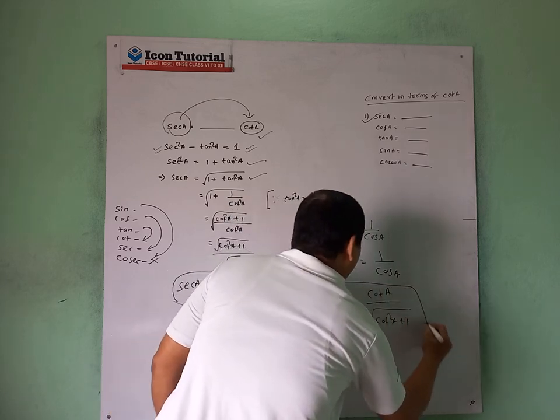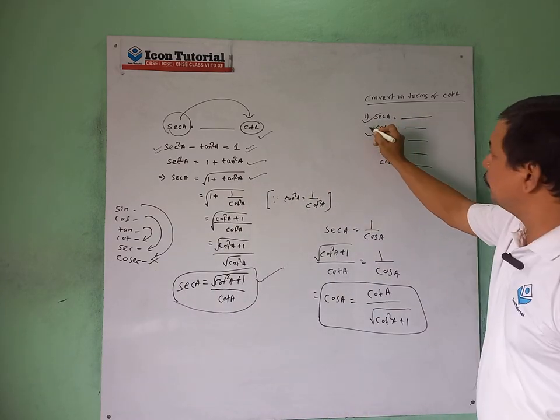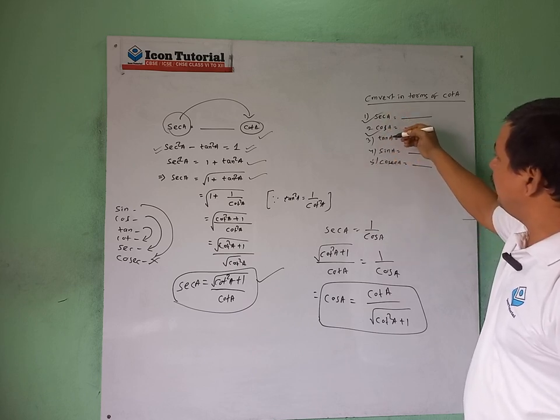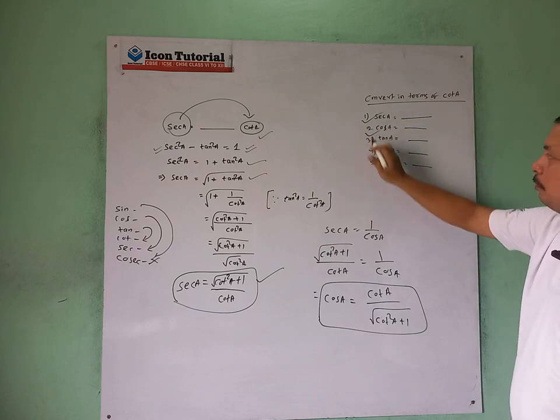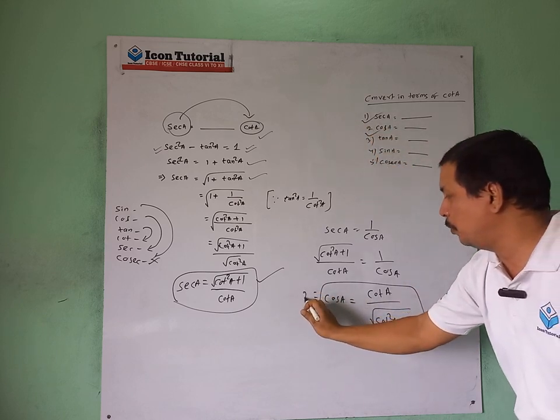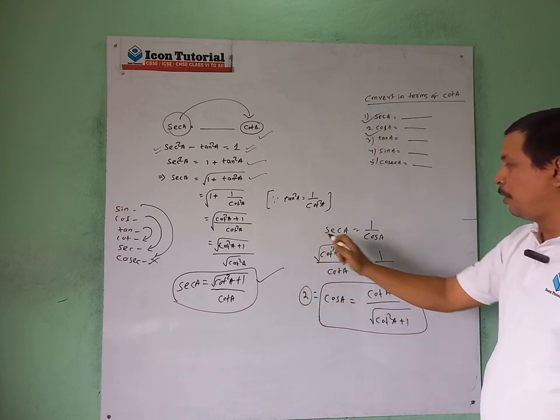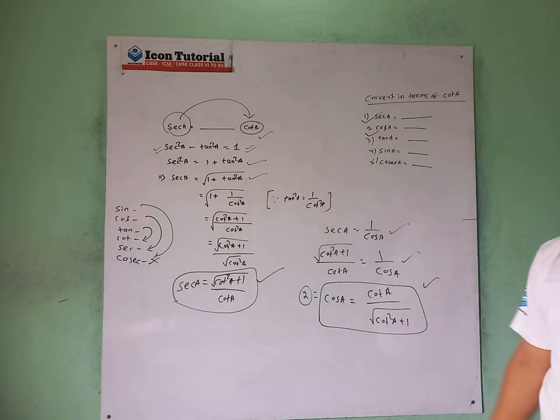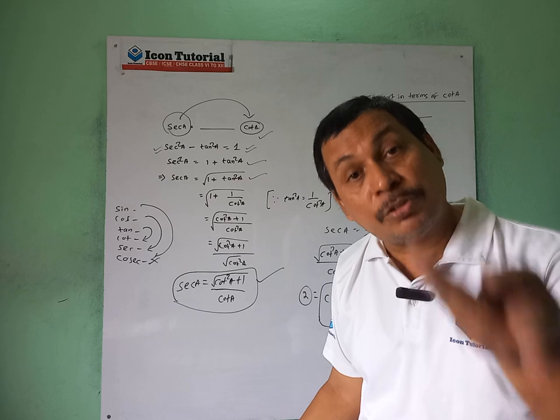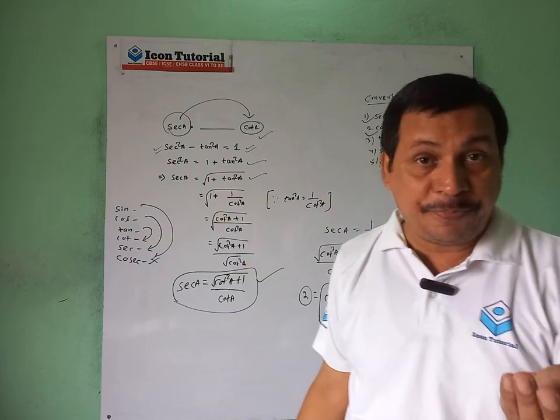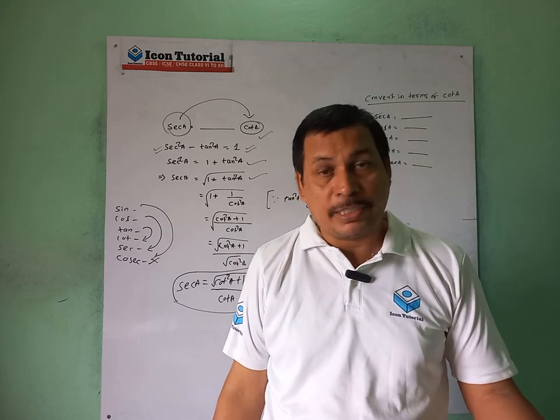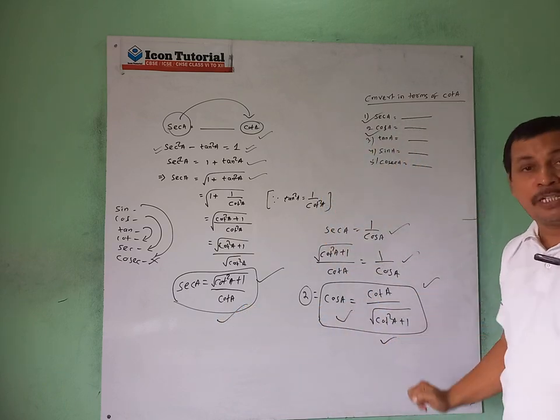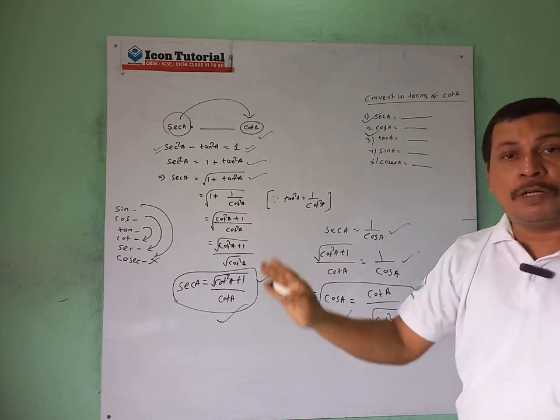So now, look, the second one is finished. This is the second one, this is the third one, this is the fourth one, this is the fifth one. 1, 2, 3, 4, 5. It is a 5 star question. So first, this is question number 2. From 1, I have done cos A in terms of cot A. The second one is cos A in terms of cot A. The first one, sec A in terms of cot A, is finished. The second one, cos A in terms of cot A, is also finished. So questions number 1 and 2 are already done.